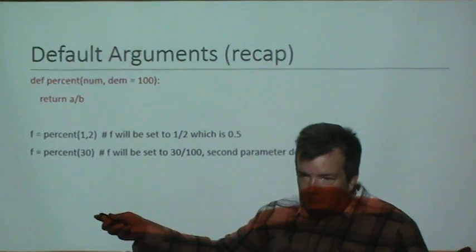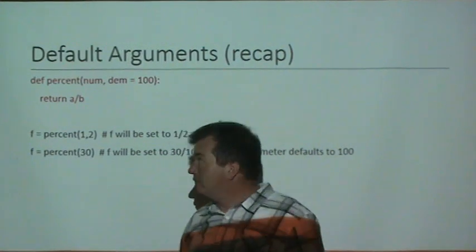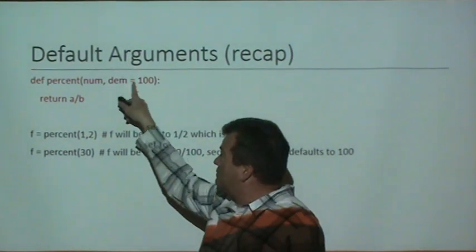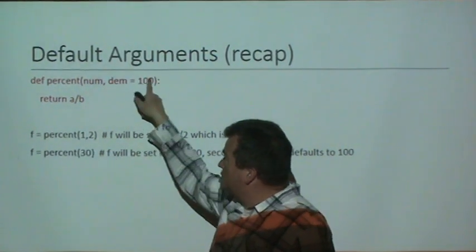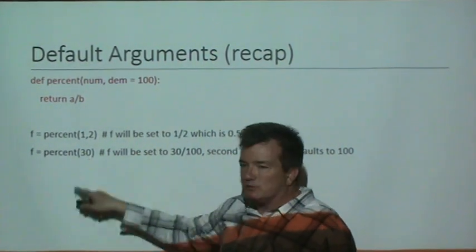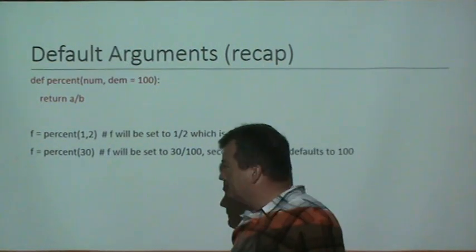30 as a percentage of what? Well, if you don't tell me, I'm going to make it 100 by default. So I'm saying the denominator is by default 100. In this case we supplied the 2, so that 100 wasn't used. In this case we did not supply the denominator, so the denominator became 100.